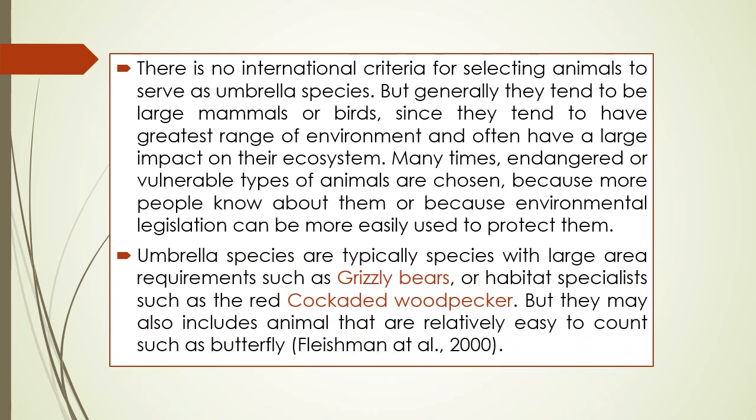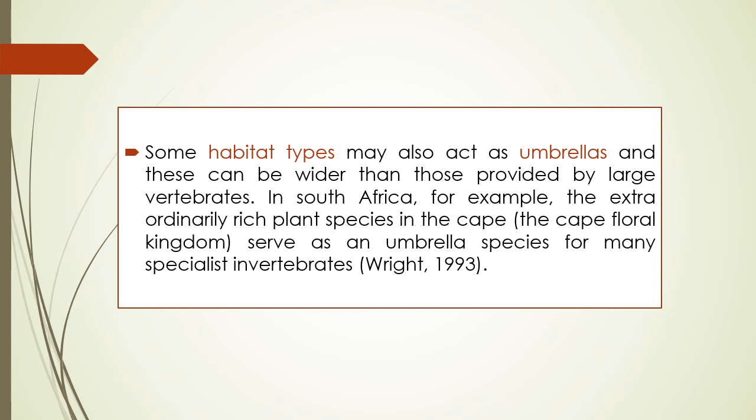Umbrella species are typically species with large area requirements, such as the grizzly bear, or habitat specialists, such as the red-cockaded woodpecker. Habitat specialists, that means the species are endemic, have been considered as umbrella species as they are priority species for conservation. But they may also include animals that are relatively easy to count, such as butterflies. Some habitat types may also act as umbrellas, and these can be wider than those provided by large vertebrates. In South Africa, for example, the extraordinarily rich plant species in the Cape, the Cape Floral Kingdom, serve as an umbrella for many specialist invertebrates.